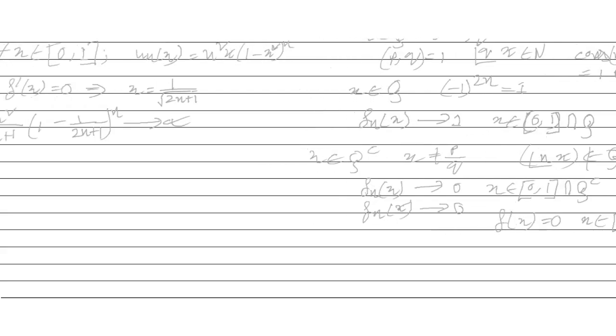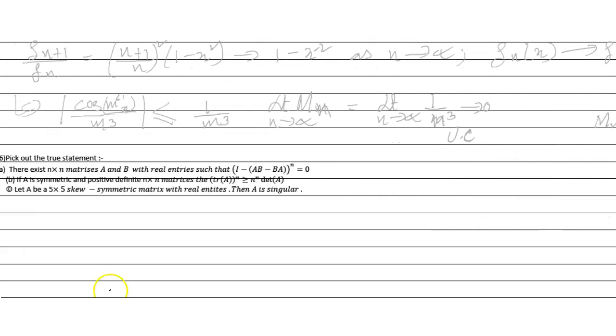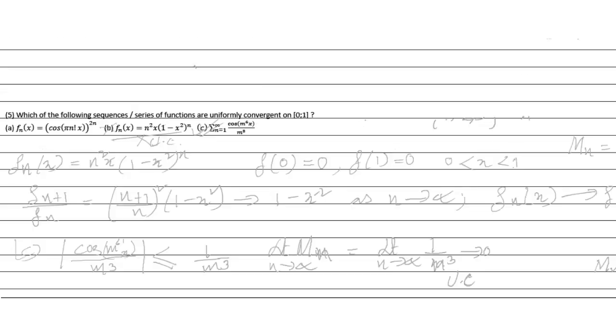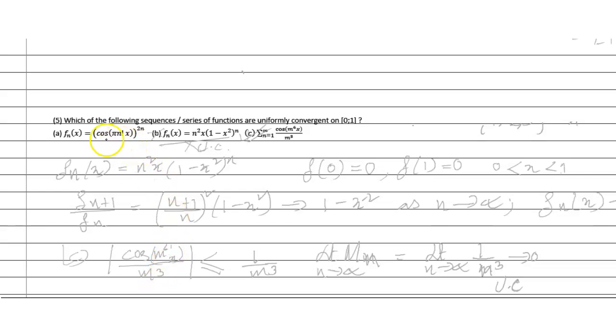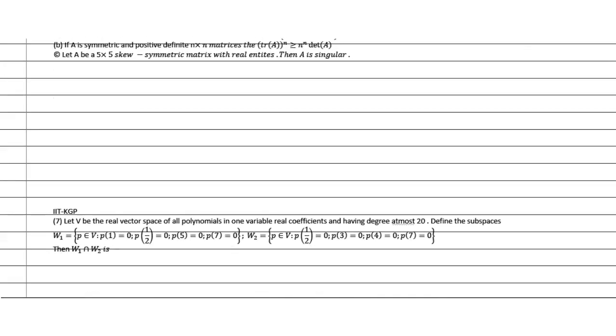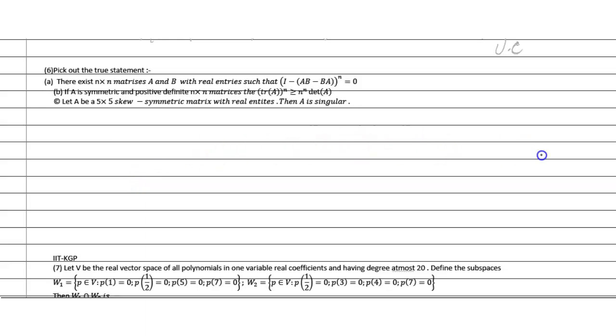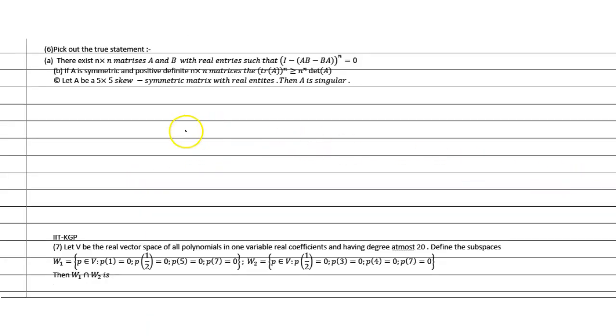So friends, I think that it is not uniformly convergent. Number A is not uniformly convergent because two cases arise in here. This is not UC, not UC, only this portion is UC by the Mn test.